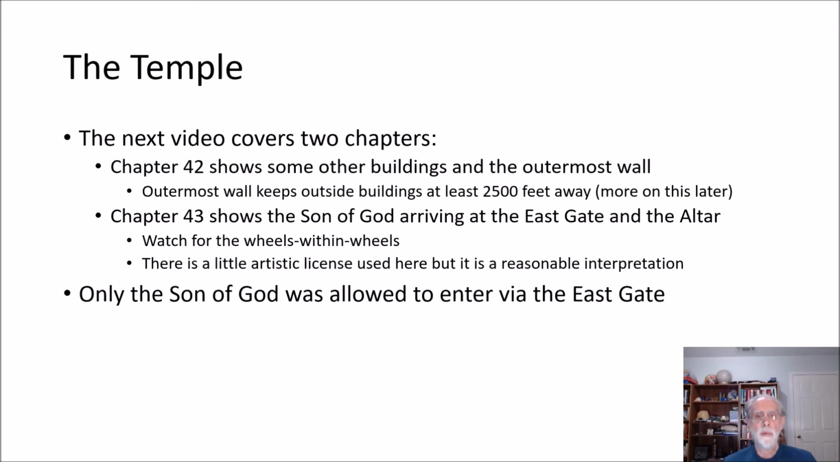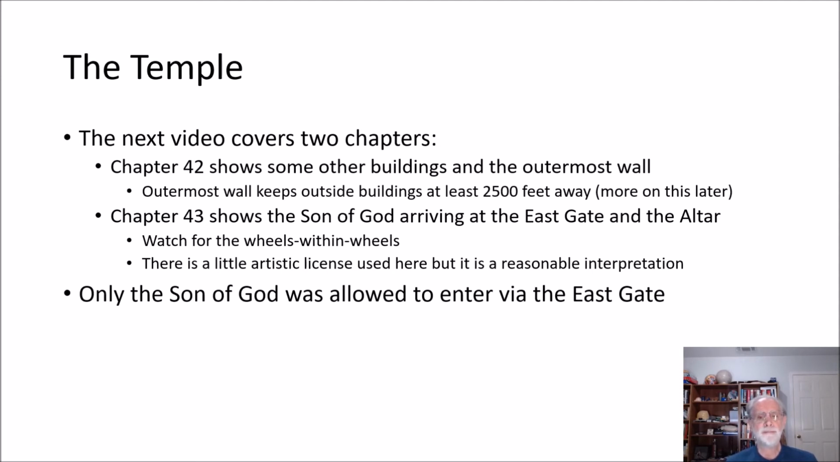Okay, and we'll go into the next video again pretty quickly here. This one is going to cover chapters 42 and 43. And as part of 42, it's going to show some of the other buildings that are kind of in behind the temple proper. And it's going to talk about that outermost wall that I mentioned, the one that is 2,500 feet away on all sides from the center of the temple complex. And we'll talk about that a little bit more later on as well. And so that's what chapter 42 describes.